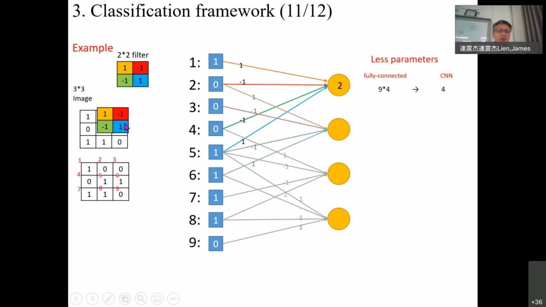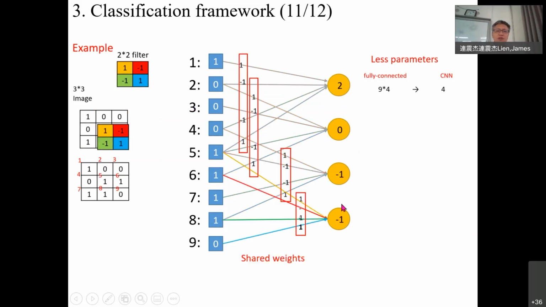And we shift. So here it becomes 2, 3, 5, 6, right? 2, 3, and 5, 6 connect with this one. And you do convolution, and after linear combination, this is your output. So after this, your output is this one. So this is an example for convolution. Okay. And we also call this shared weights here.